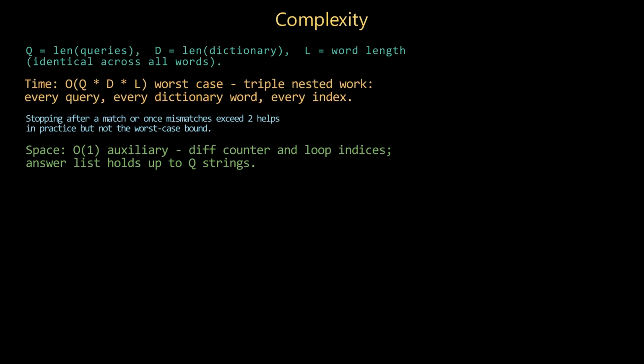Worst case time is order Q times D times L. For each query we may walk the whole dictionary, and each pair scan walks every character. Space beyond the answer list is constant: a mismatch counter and a few loop indices.